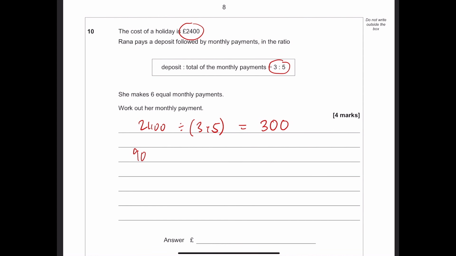Now, £900 of that is the deposit. And then if we multiply this by 5, that's going to be 1,500 for the monthly payments. We then want to do the 1,500 divided by 6, work out how many times 6 goes into that. So 0, carry the 1, 2, with 3 left over, so it's going to be £250.